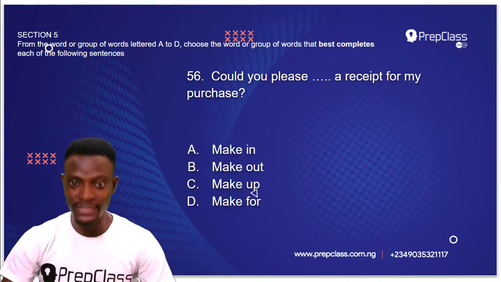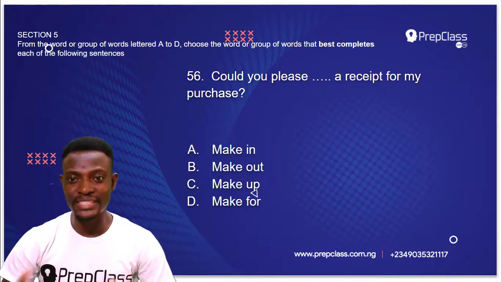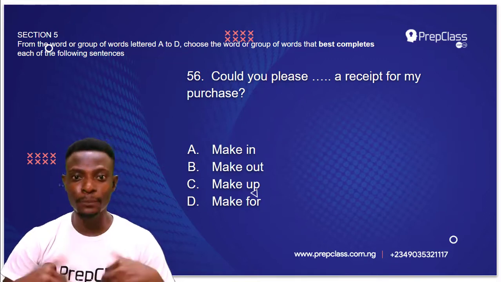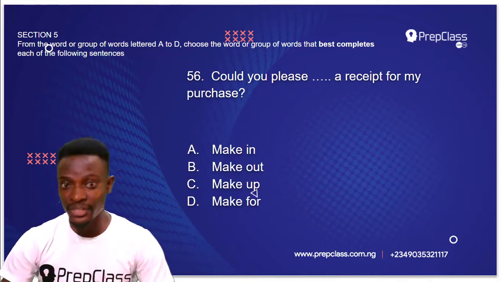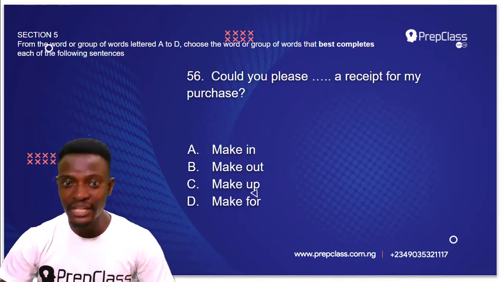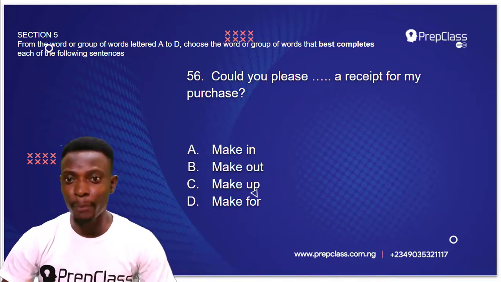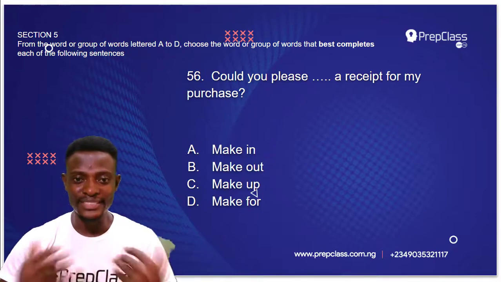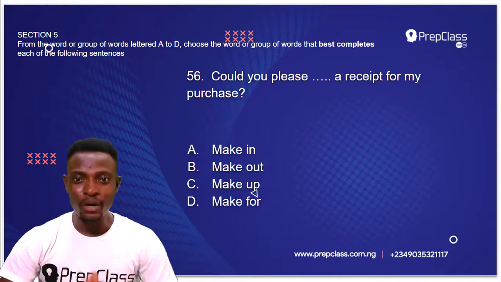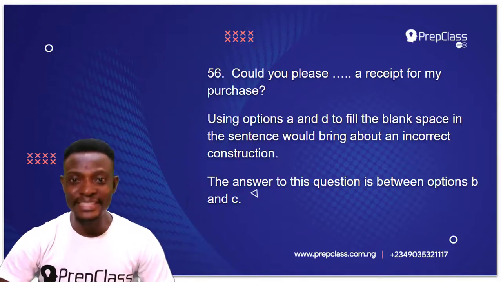Question 56 reads, could you please dash a receipt for my purchase? Option A. Could you please make in a receipt for my purchase? Option B. Could you please make out a receipt for my purchase? Option C. Could you please make up a receipt for my purchase? Option D. Could you please make for a receipt for my purchase? So, which of these options will best complete the sentence?